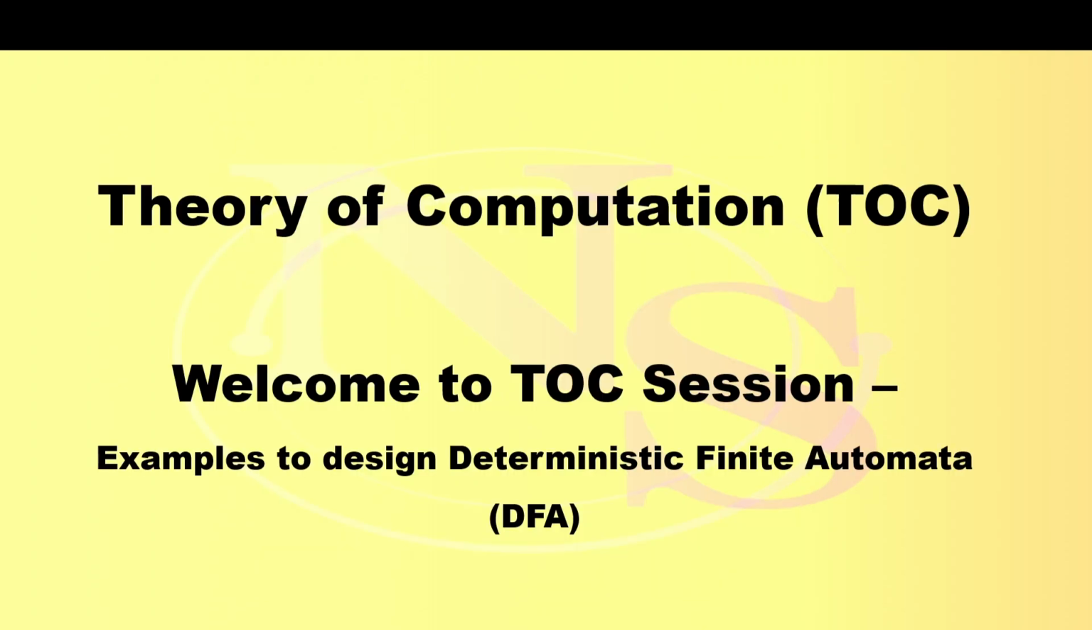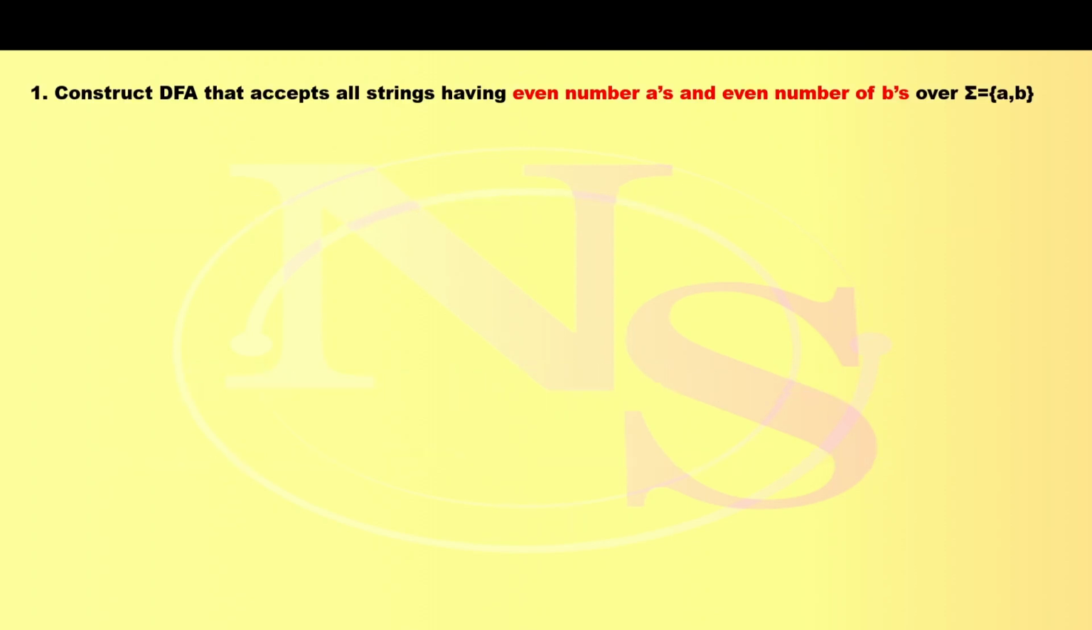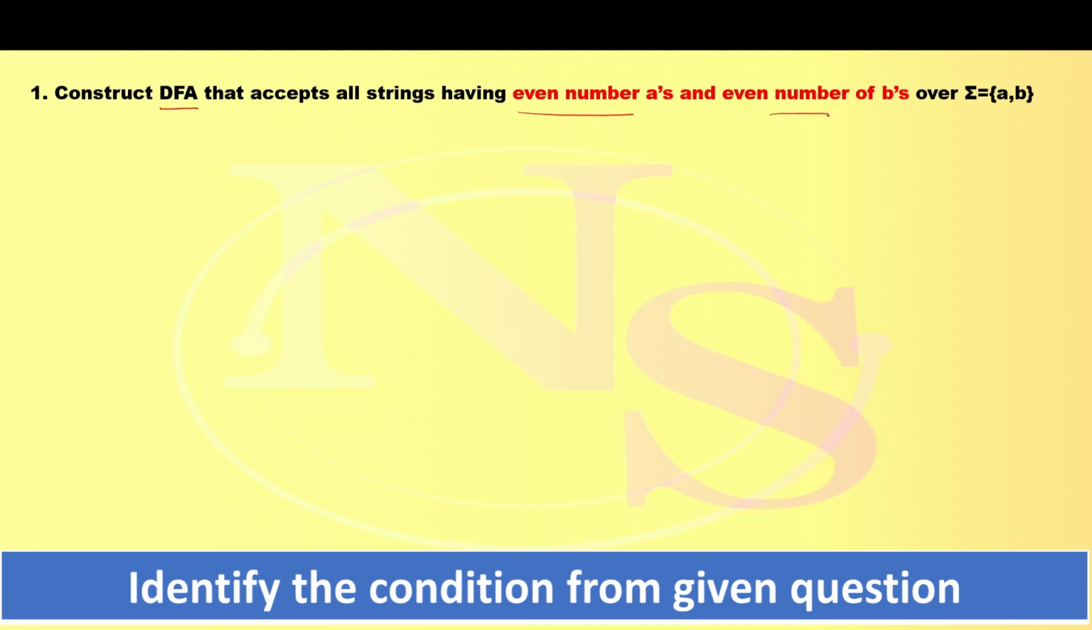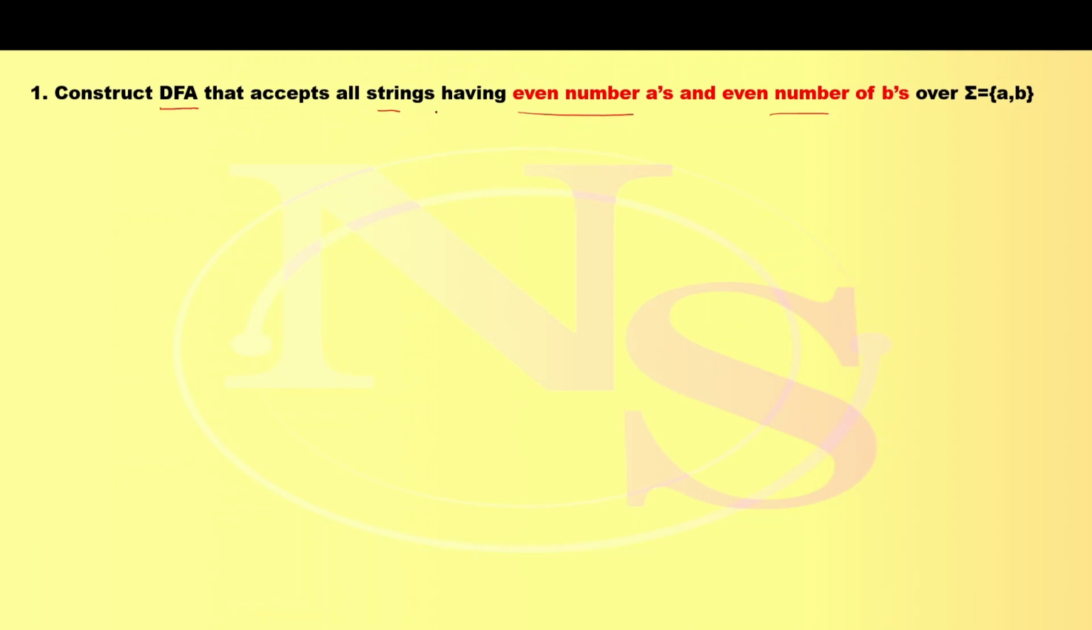Let's continue with a few more examples on designing of DFA. In this session we will learn how to design a DFA that accepts all the strings having even number of A's and even number of B's over sigma {A, B}. First try to understand the condition from the given question. The question mentioned that the string should consist of even number of A's and even number of B's. Both conditions should get satisfied.